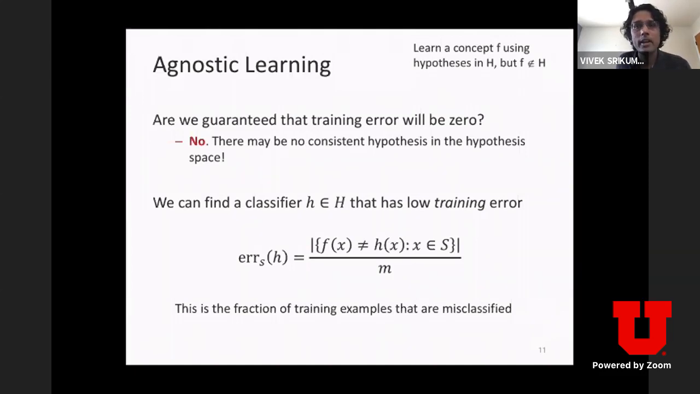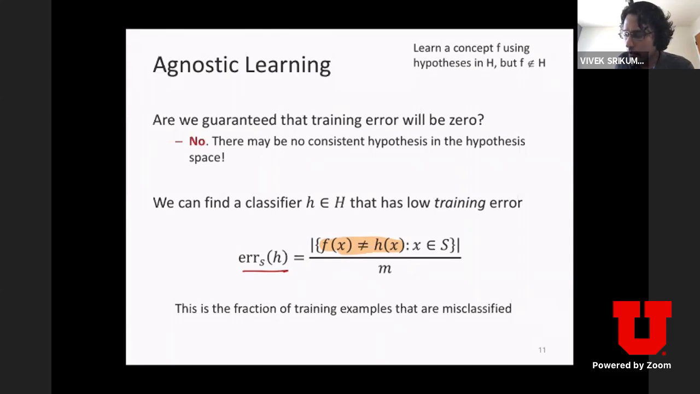Maybe we can find a classifier that has the lowest training error, but that's the best we can do. Just to remind you, the training error of a classifier on S, your training set, is the number of examples in the training set where f(x) is not equal to h(x). h(x) is what the hypothesis believes the label to be, and f(x) is the ground truth, the true label for that example.